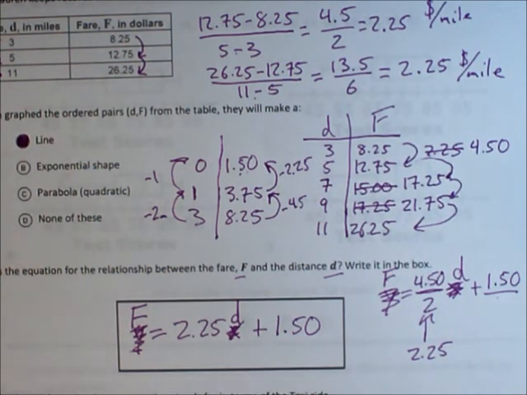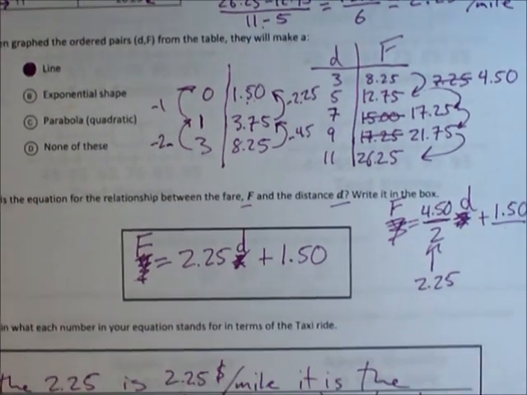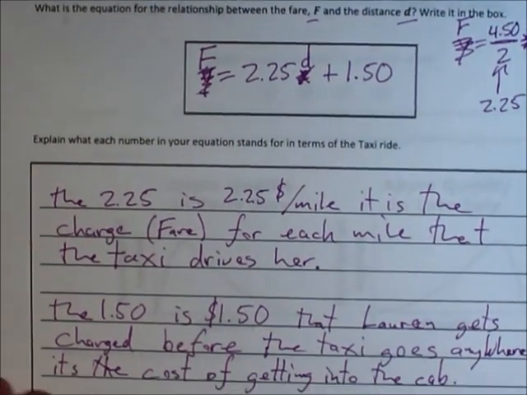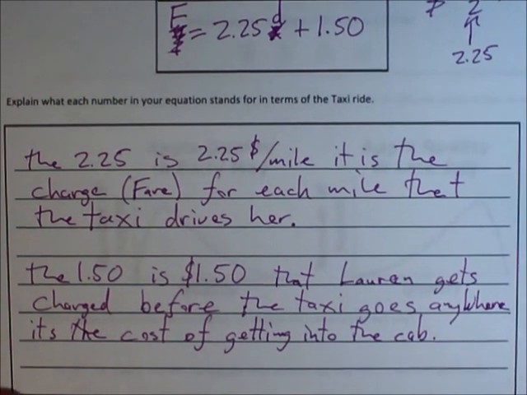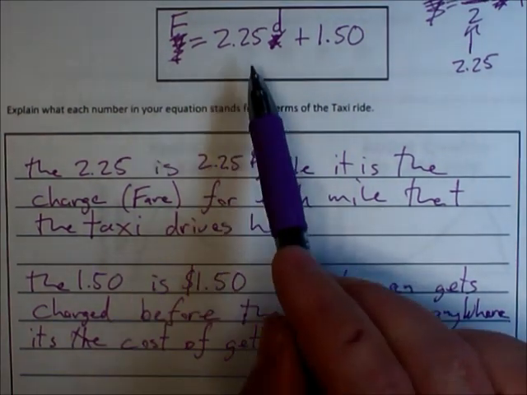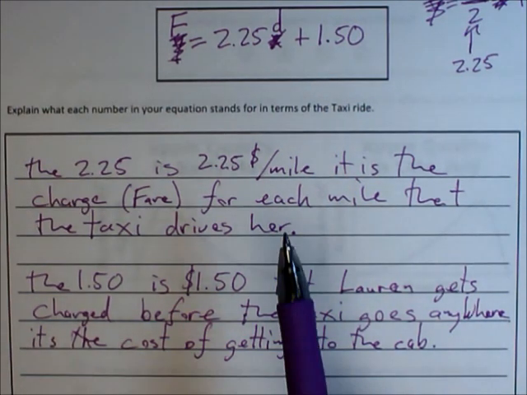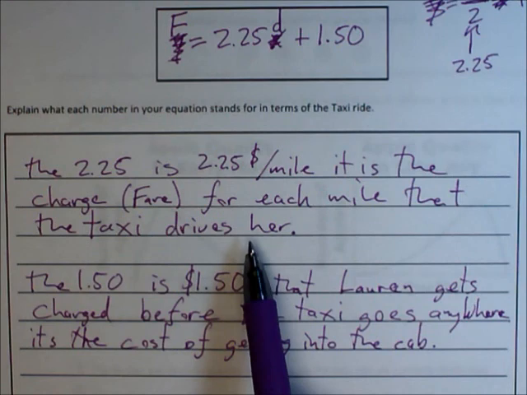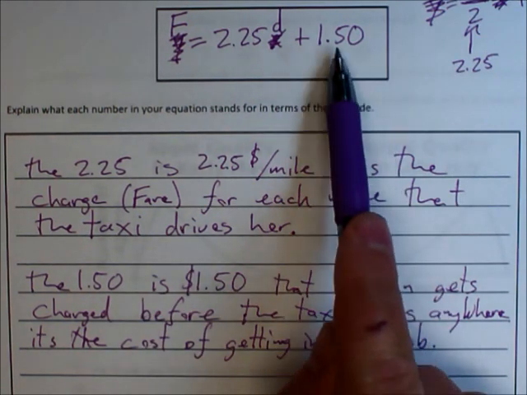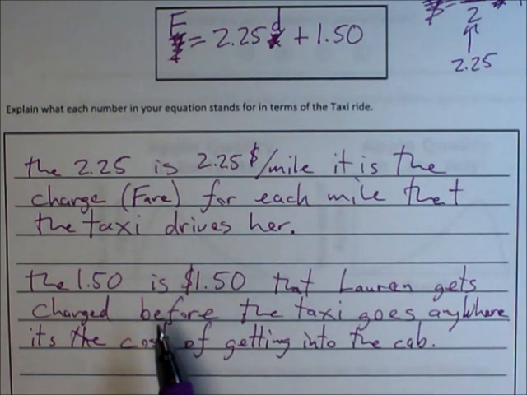All right, and then in terms of what these numbers mean, the 2.25 is the amount that Lauren's getting charged per mile. Every time the taxi drives a mile, it charges her $2.25. So it is the charge for each mile that the taxi drives her. The 1.50, that's the starting amount, right, the base. It's the $1.50 that Lauren gets charged before the taxi goes anywhere. Essentially, when she gets in the cab, just to get picked up, it costs her $1.50, and then it's $2.25 per mile.